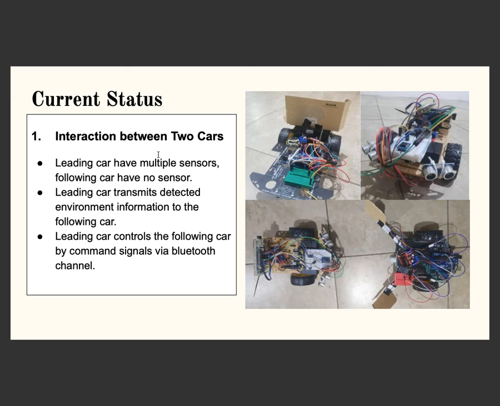Current status. First, we have realized the interaction between two cars. Now we have leading cars equipped with multiple sensors, while the following car has no sensor, just the Arduino Uno computational board. The leading car will transmit the detected environment information to the following car as a kind of guide. And the leading car will also send the speed information to maintain the same speed between the leading cars and the following cars.